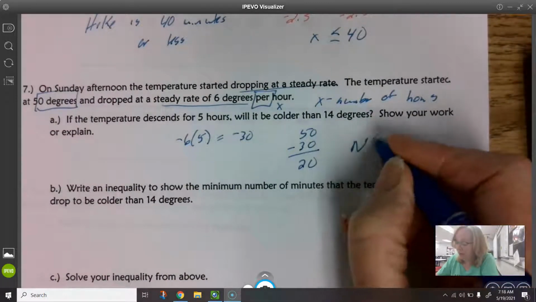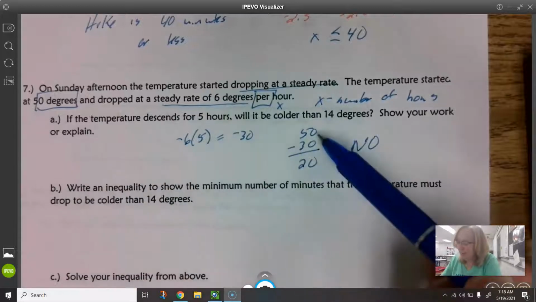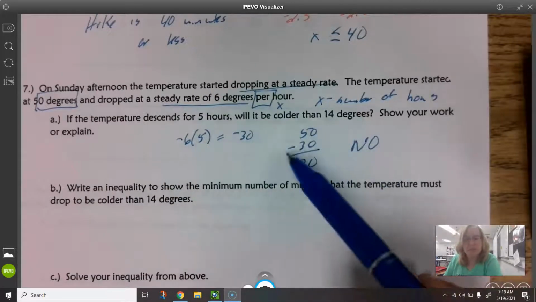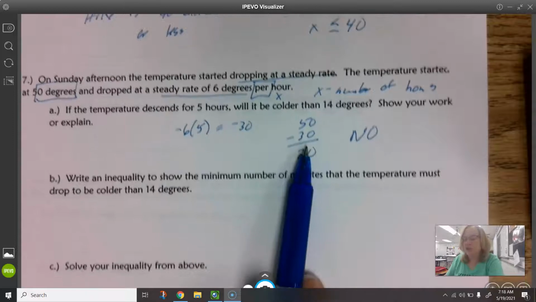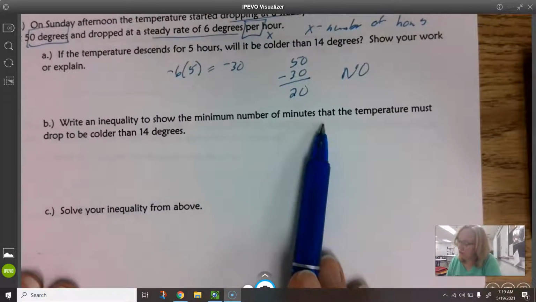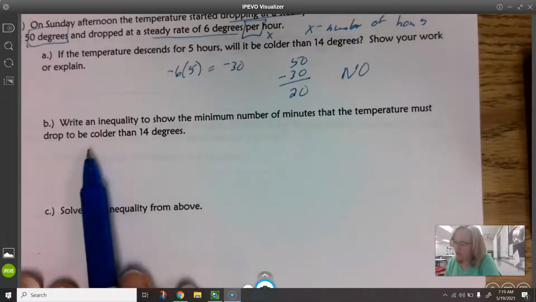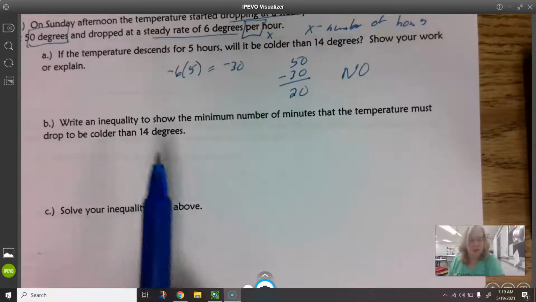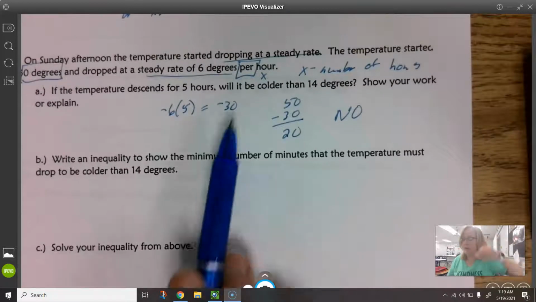Nope. Okay. And what's this, show your work or explain? This is showing our work or explaining. That's an explanation by showing our work. Good. Write an inequality to show the minimum number of minutes that the temperature must be dropped to be colder than 14 degrees. Okay, we went minutes and hours.